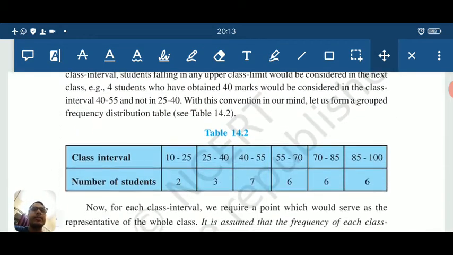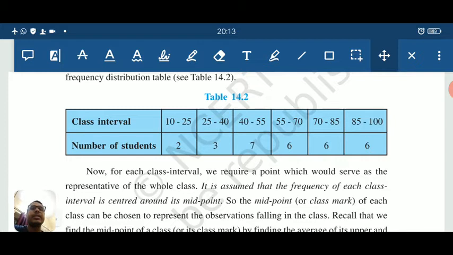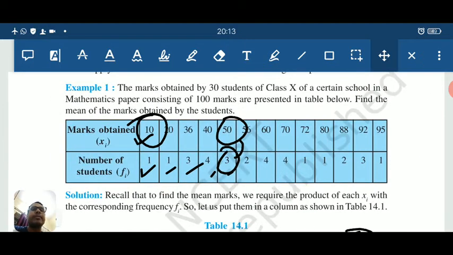So here we have the class intervals as 10 to 25, 25 to 40, 40 to 55, 55 to 70, 70 to 85, 85 to 100. In 10 to 25, the number of students is 2. The ones who have scored 10 to 25 marks means those coming under 10 to 25, not 25, only 10 to 24 suppose. The number of students is 2. Let us check it back again.